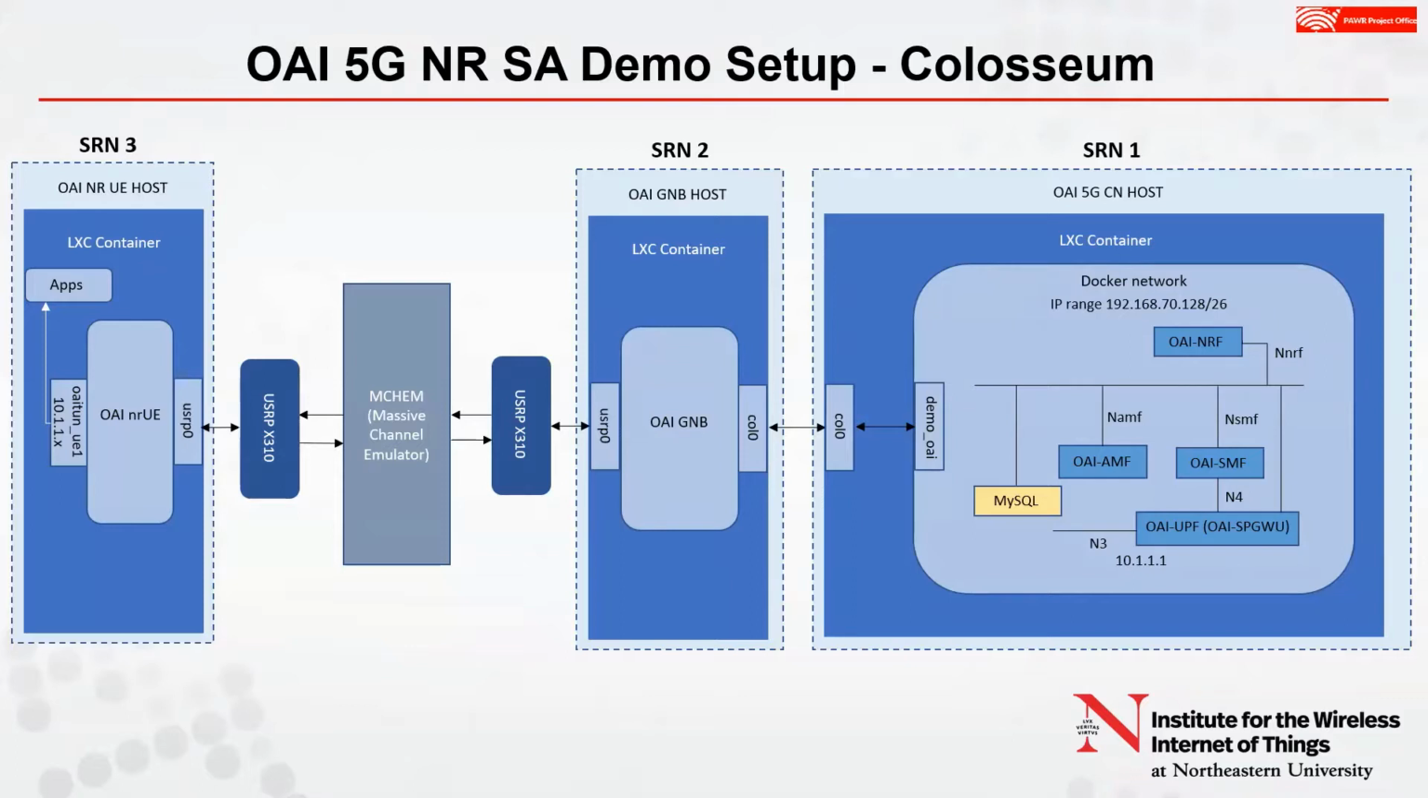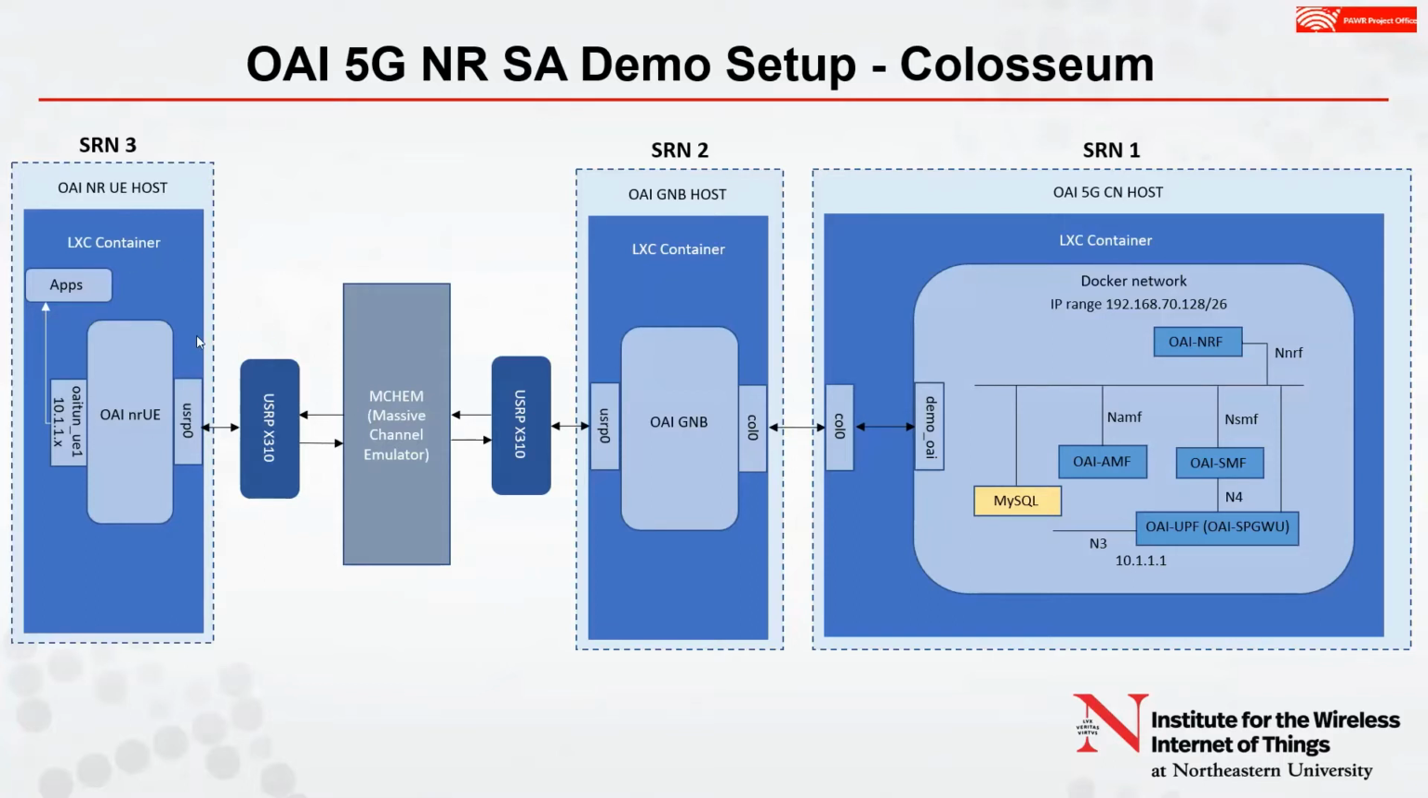OAI 5G core network functions are deployed within Docker containers, and they run on a separate Docker network. OAI core network components currently deployed include SMF, AMF, UPF, and NRF. The demo OAI interface provides a bridge into the Docker network. The gNodeB runs in an LXC container on SRN2 and connects to the core network host via Ethernet. SRN2 is connected to a USRP X310 that the gNodeB uses to communicate over the emulated wireless channel.